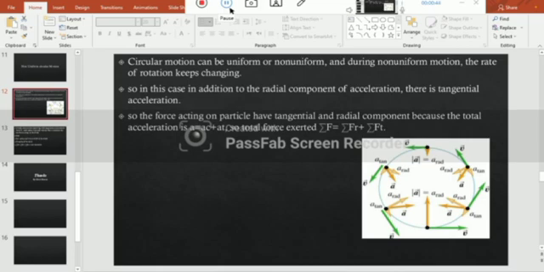So in this case, we have two accelerations and two forces. We have the radial component of acceleration, which is centripetal acceleration, and there is also tangential acceleration. Also, the force acting on the particle has tangential and radial components, the radial one being the centripetal component.